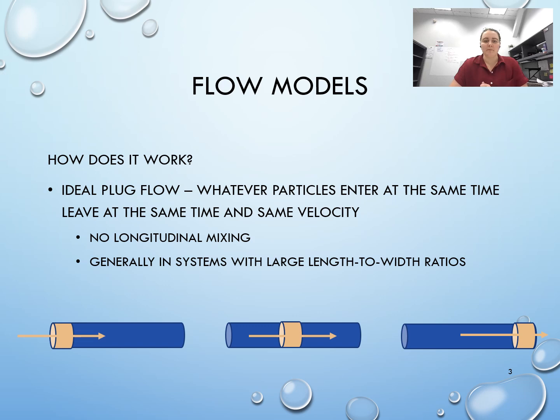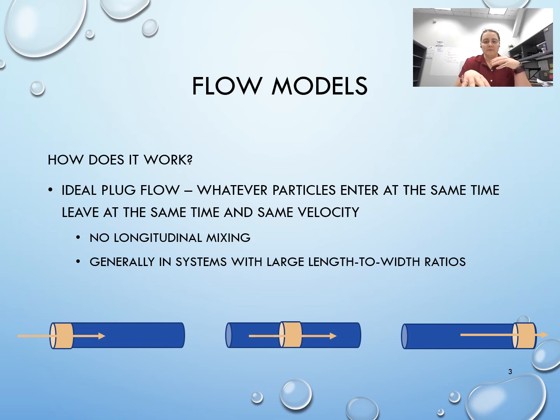So an ideal plug flow regime is basically whatever particles are entering at the same time, leave at the same time, and they leave with the same velocity as the other particles around them. So there's no longitudinal mixing, so that means you basically just have a plug of material that moves through and it doesn't mix up and down, and it doesn't mix side to side. And generally we see plug flow in systems that have a large length to width ratio. So you can think of plug flow as in pipes, distribution pipes or sewers. That's kind of a good example of plug flow.